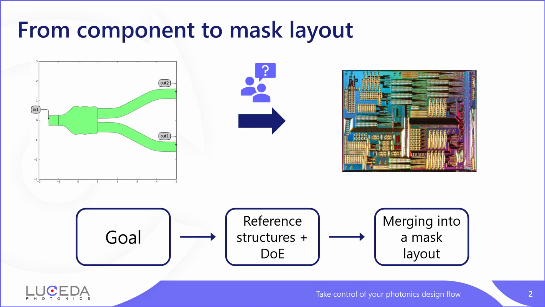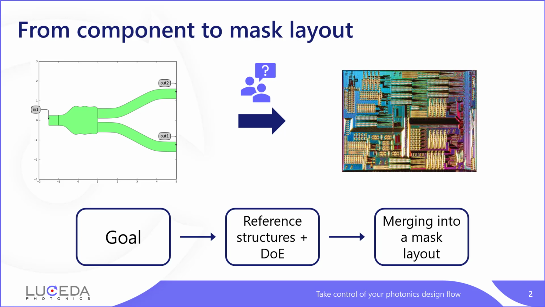So assume you're a new component designer and you finish a nice component design with good simulation results. Now, how to put that onto a mask layout? First, you have to define your goal for designing such a DOE, or design of experiment. For example, you would like to extract a good model, or extract certain parameters of your models, or optimize your device designs.